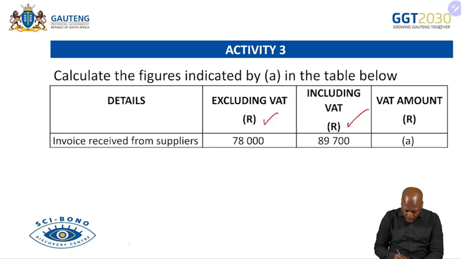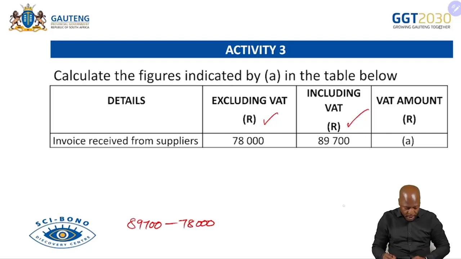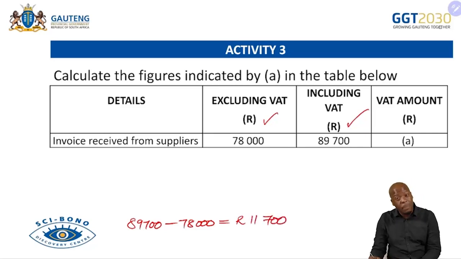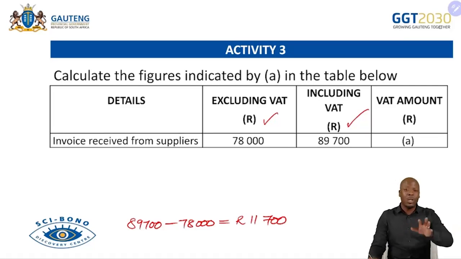What does that mean? I would simply get my 89,700 and then subtract my 78,000. Since you've already calculated the amounts, it's going to be quicker for you to give me the answers. How much did you get here for A? Someone is saying we got 11,700. That is very correct. So you simply get the difference between your inclusive and your exclusive, and then you are good to go. This activity is going to go very quickly.